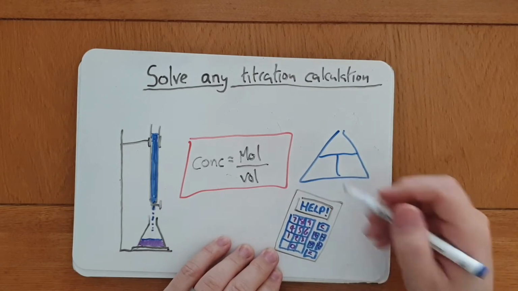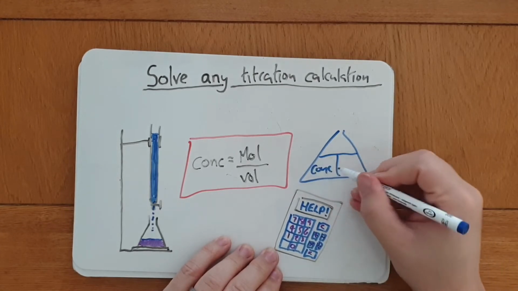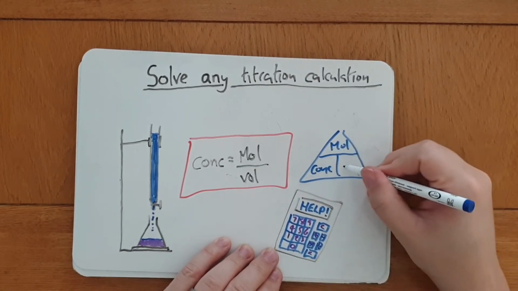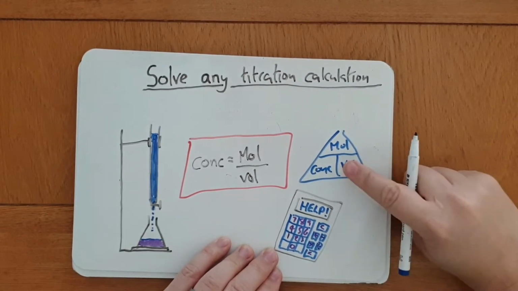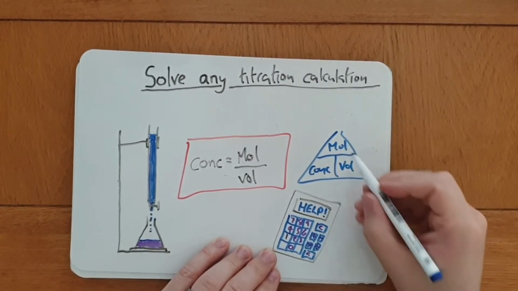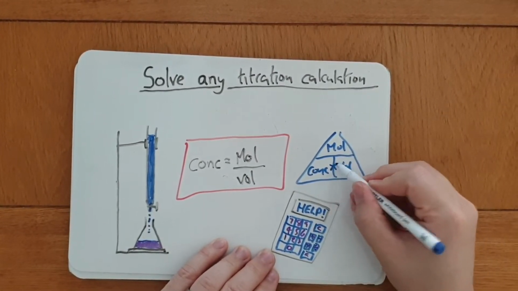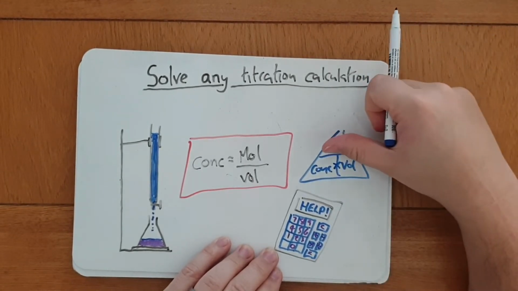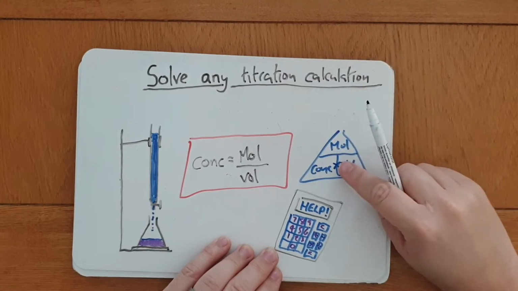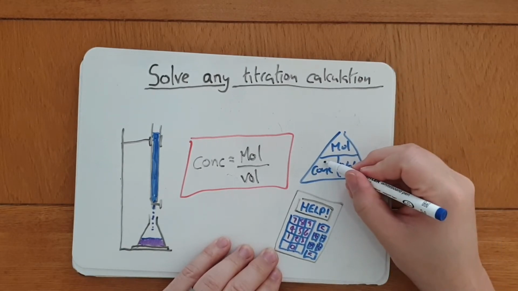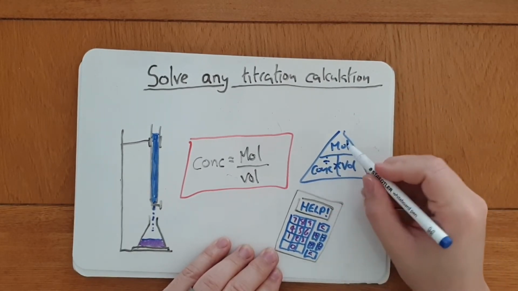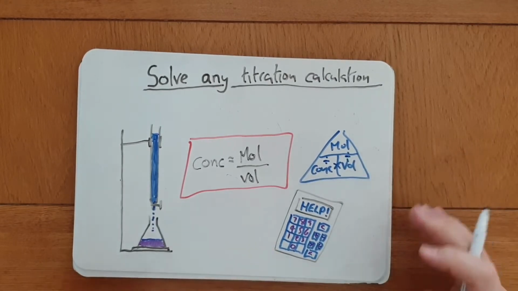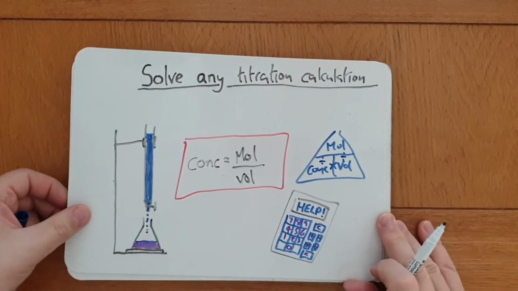I'm hoping that you're familiar with the concept of changing equations into triangles. So there we've got concentration equals moles over volume, and you just cover up whichever one it is you want to work out. If they're next to each other, so moles is concentration times volume. Volume is moles divided by concentration, and concentration is moles divided by volume. The concept of those triangles, right? That's going to be important.